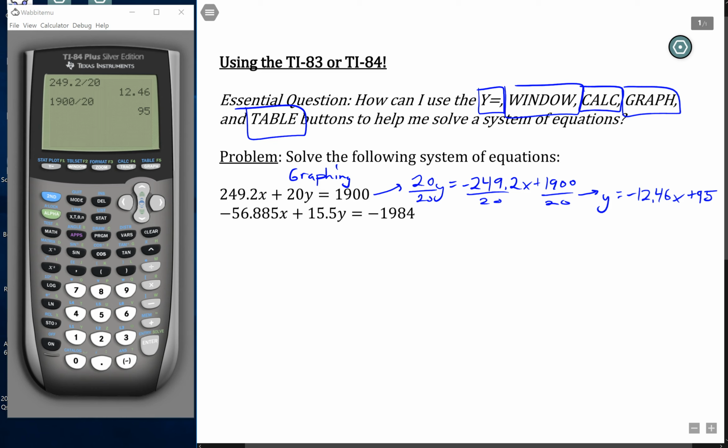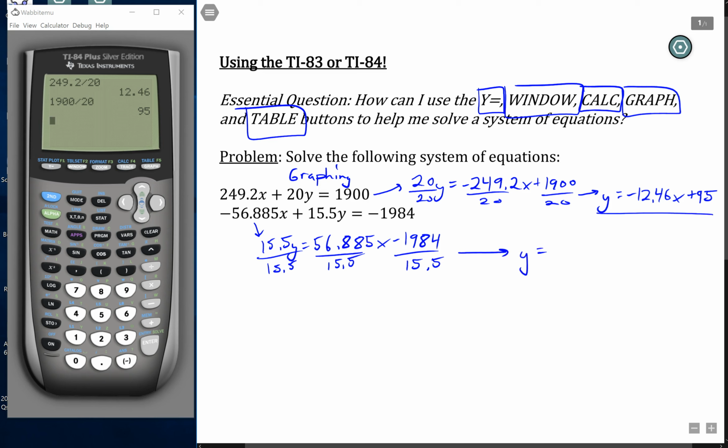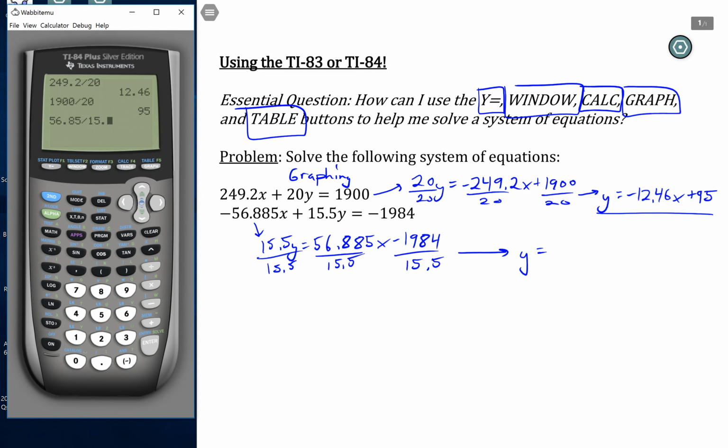I'll be able to put that into my graph. Let's just go ahead and get the other function as well. So add this to the other side, add that x term. And again, we've totally done this like a million times. You just maybe haven't done it with these complicated numbers. And now I'm dividing by 15.5. That's really, really ugly. 15.5 divided by 15.5. Okay, so here's my first function. My other function is going to be y equals 56.885 divided by 15.5. Oh boy.